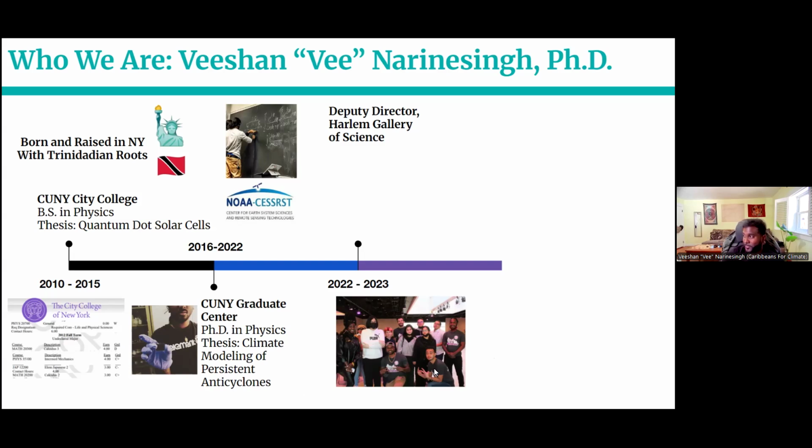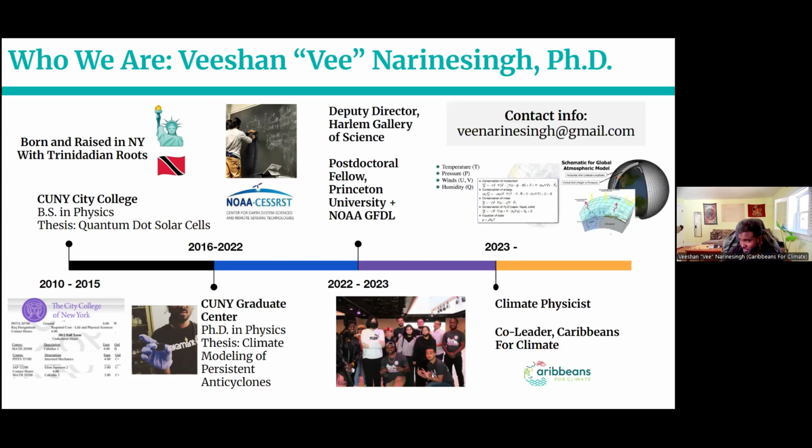I was working for the Harlem Gallery of Science, and then after a few months, I transferred to Princeton, where I worked as a postdoctoral researcher, and they have a cooperative institute with the NOAA lab there, the Geophysical Fluid Dynamics Laboratory. Eventually, I became a permanent scientist at the lab, and now I'm, I guess, living the dream. Right now, I primarily work in the climate modeling space, which we'll talk a little more about later. On the other side of things, I'm very passionate about public service, which is one of the reasons we wanted to start Caribbeans for Climate. It's been a really great journey so far.